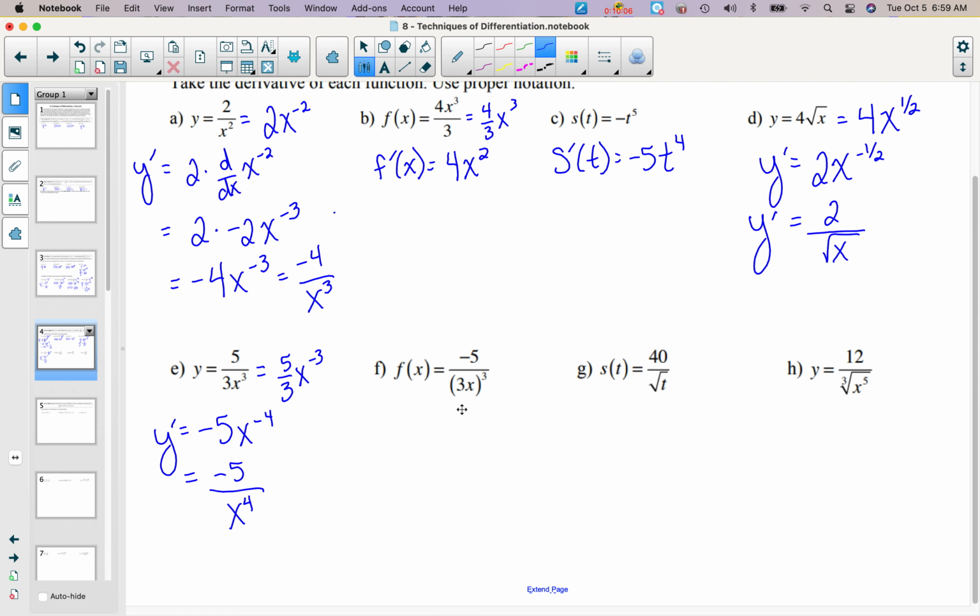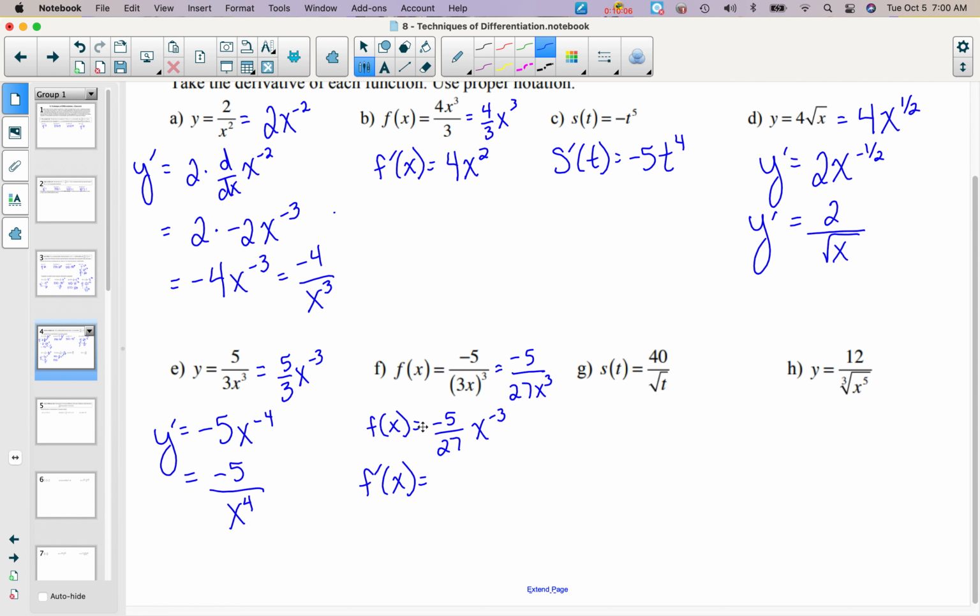Next one. Now, what I would do on this is actually evaluate this 3x quantity cubed. So when I do that, I get -5, cube the 3, we get 27x cubed. So now I'm still leaving this as f of x, and I'm going to think of this as -5/27 times x to the -3. Now I'm ready to find the derivative.